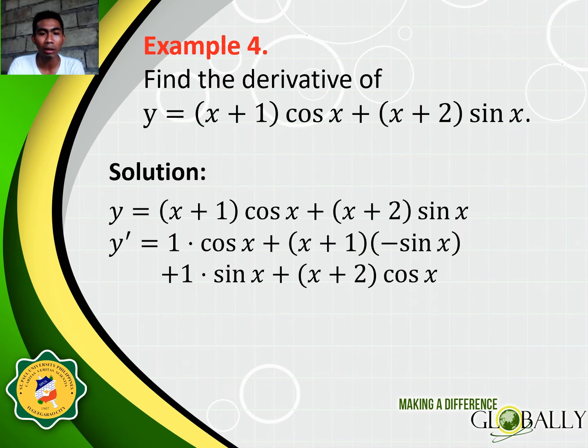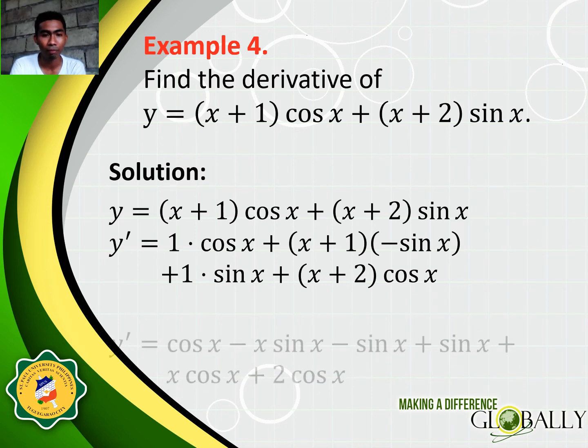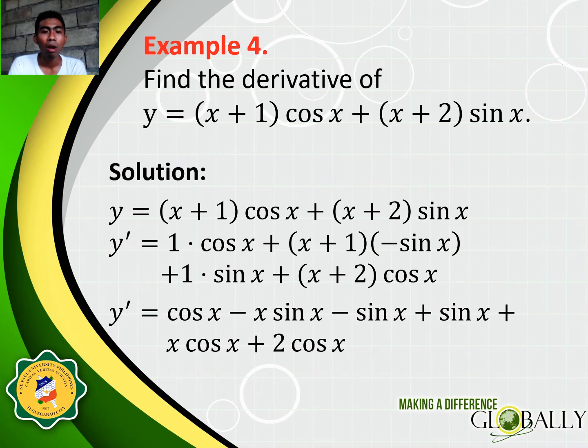x plus 1 times the derivative of cosine x, that is negative sine x, plus the derivative of x plus 2, that is 1 times sine x, plus copy x plus 2 times the derivative of sine x, which is cosine x. Y prime equals 1 times cosine x is cosine x.